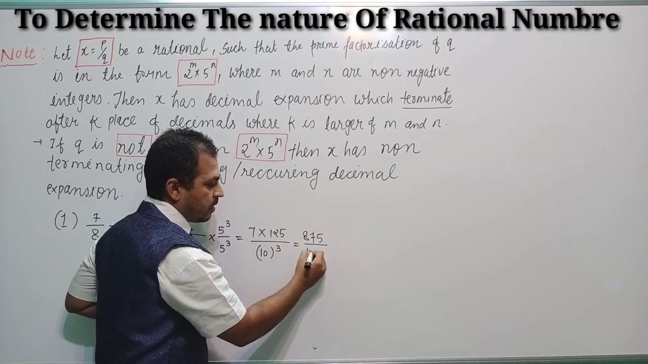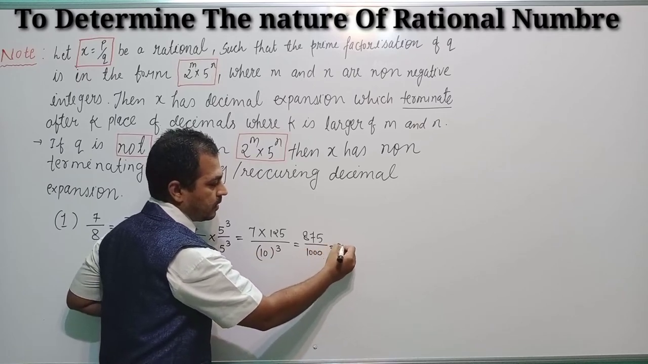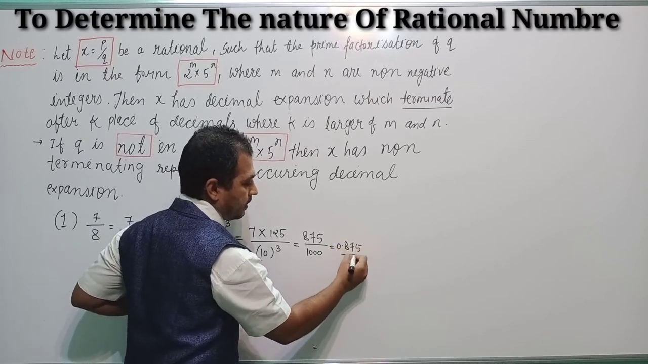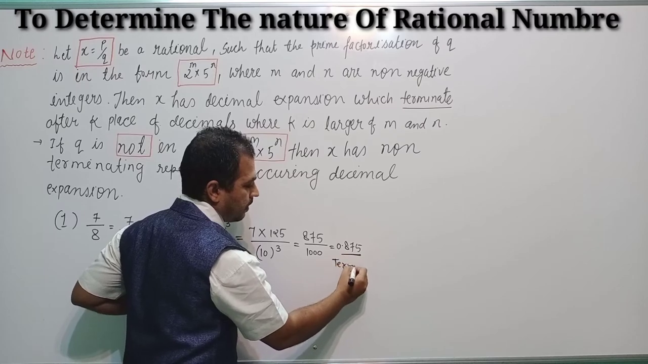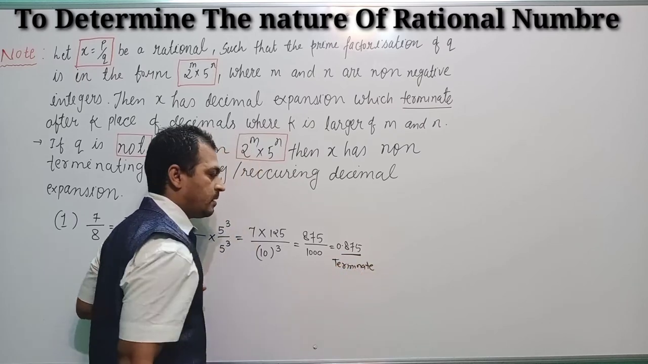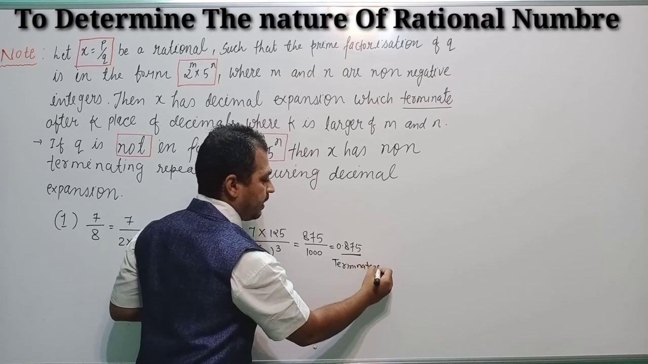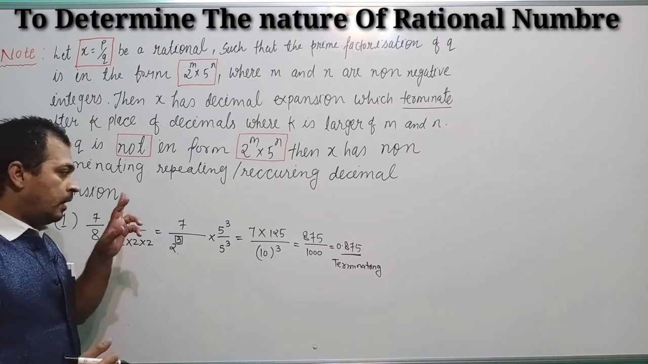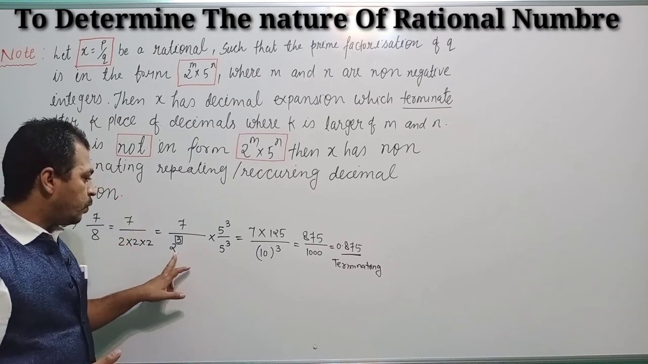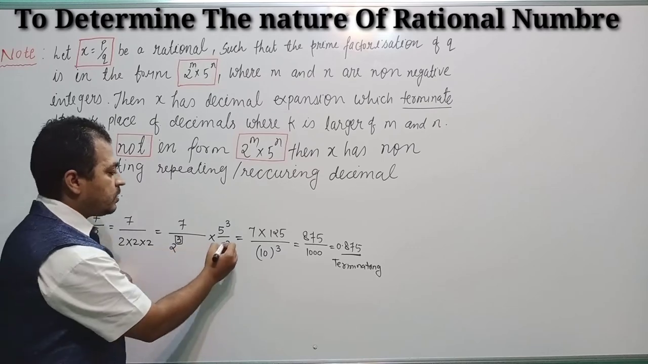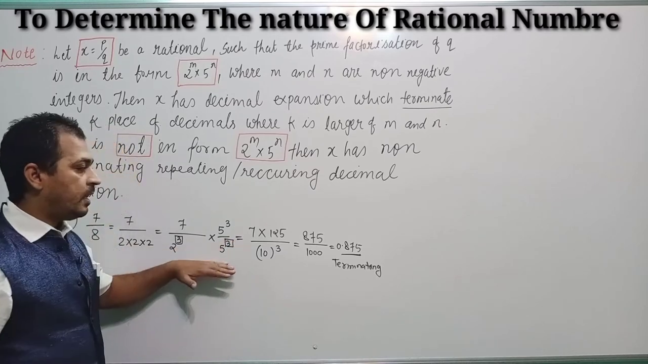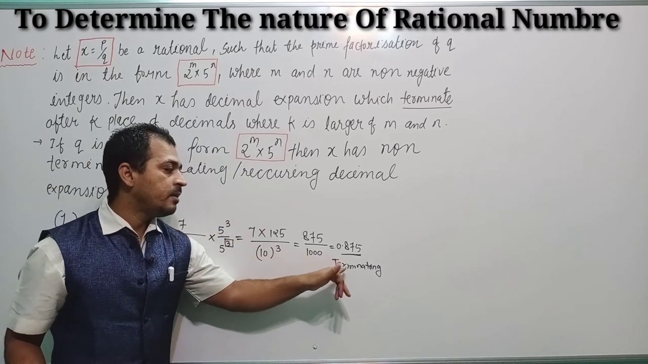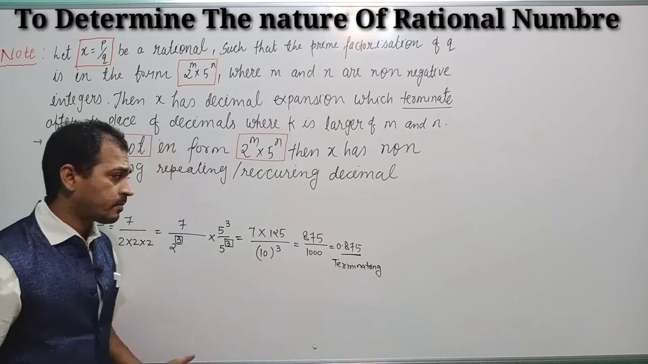So you can write what? 875 divided by 1000, so 0.875. This is a terminating decimal expansion, right students, a terminating decimal expansion. If you are getting in the denominator terms in the form of 2 to the power m and 5 to the power n, then the given rational number has a terminating decimal expansion.